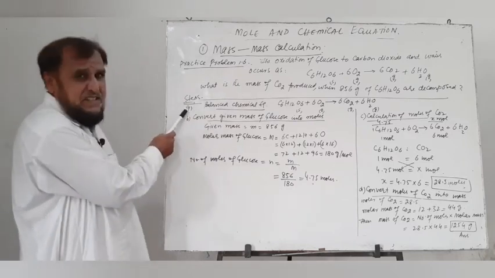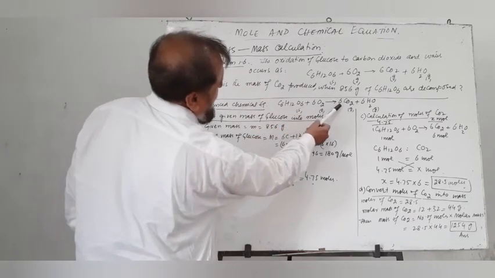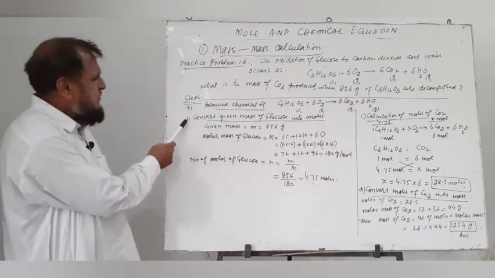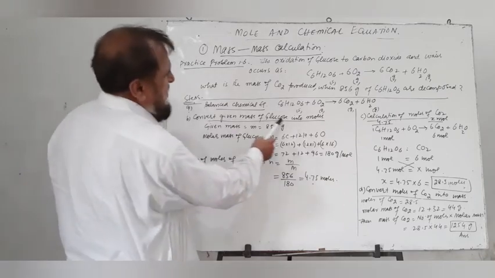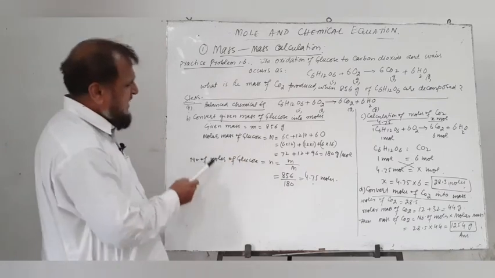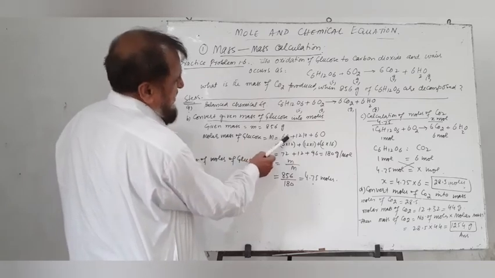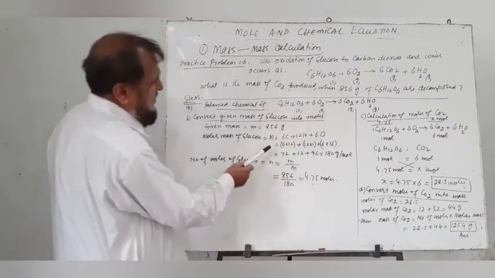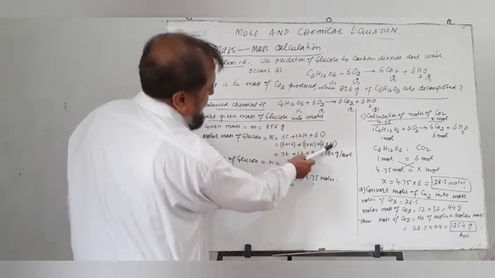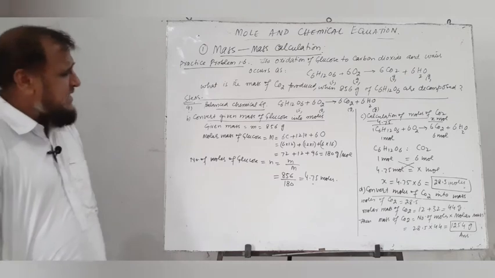The first step was to write down the balanced chemical equation. It is already provided: C6H12O6 + 6O2 produces 6CO2 and 6H2O. The second step was to convert the given mass of glucose into moles. We know that the given mass of glucose, small m, is 856 grams. The molar mass of glucose, capital M, can be calculated. Glucose contains 6 carbon, 12 hydrogen and 6 oxygen. So the mass of carbon is 6 into 12, hydrogen 12 into 1, oxygen 6 into 16: 72 plus 12 plus 96. The molar mass of glucose is 180 grams per mole.